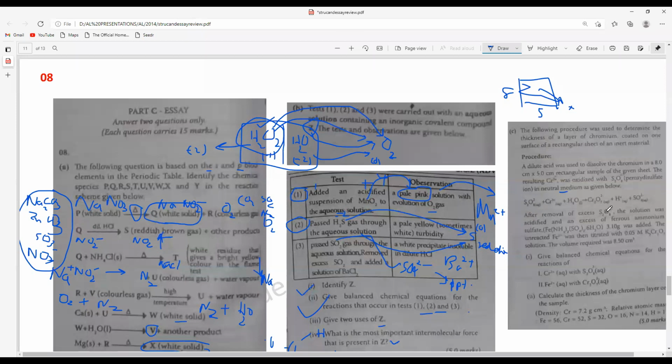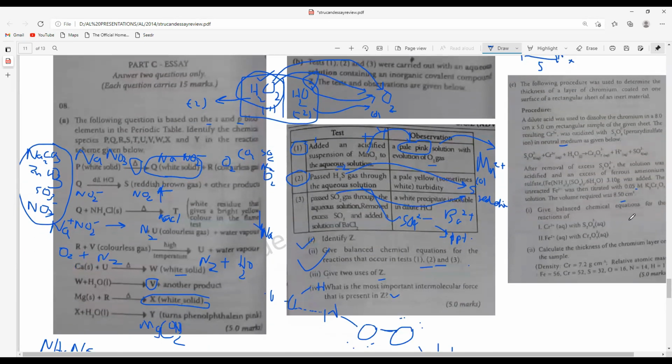And you have given the reaction as well, so no problem in predicting the result. After removal of excess S2O8 2 minus, the solution was acidified, and excess of ferrous ammonium sulfate, so you have given a big formula, 3.10 gram was added, and the unreacted Fe2 plus was then titrated with dichromate, and the volume was given, 0.059. Give the balanced equations for the reaction of chromium 3 plus with S2O8 2 minus and Fe2 plus with dichromate.